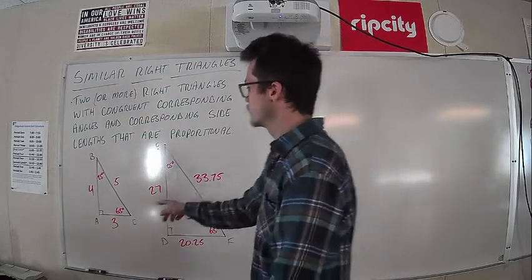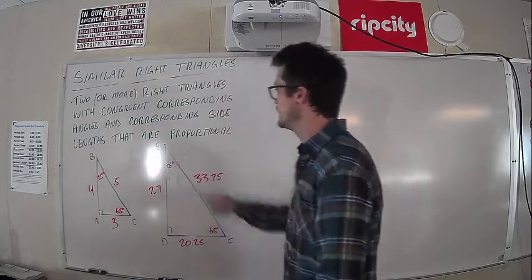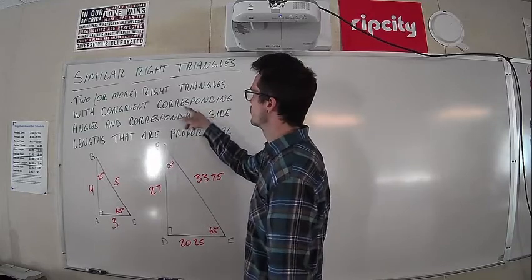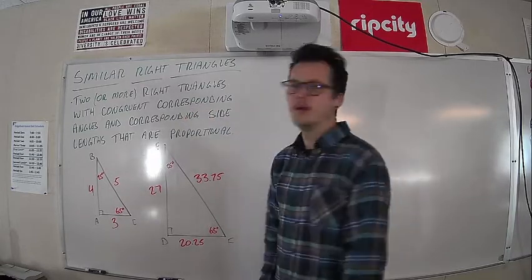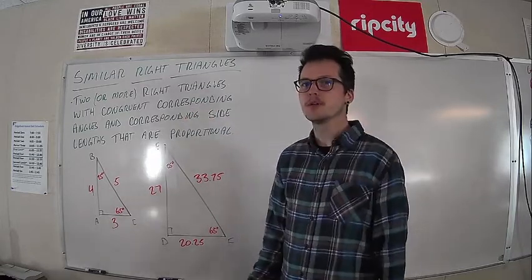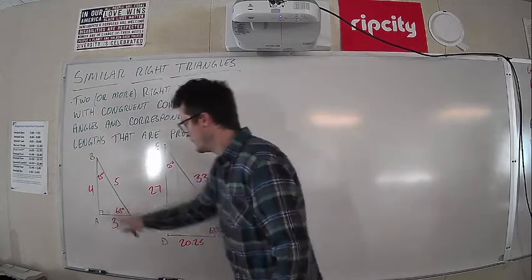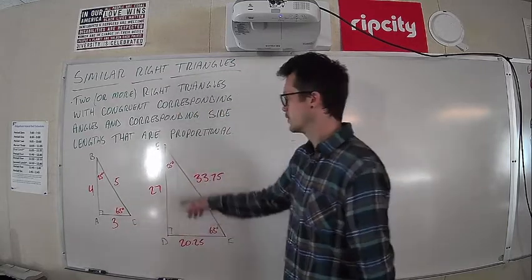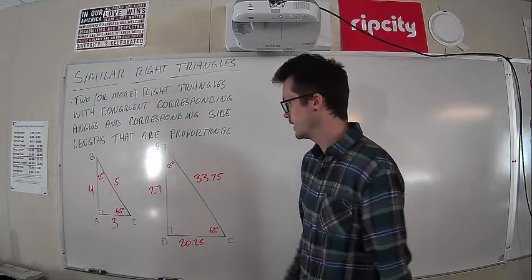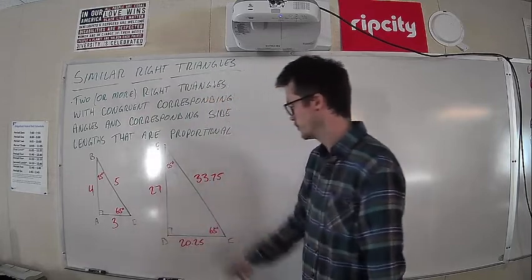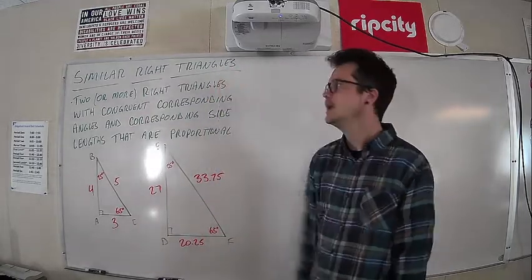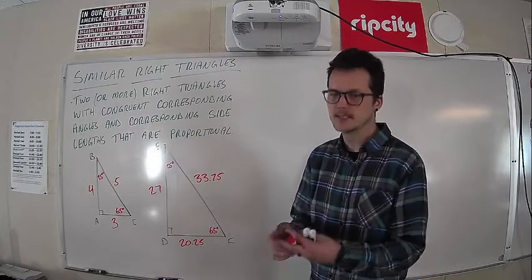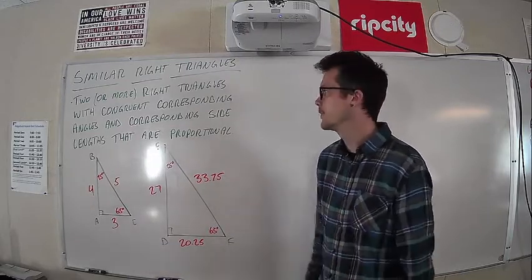So the first part, we have triangle ABC, triangle DEF. The first requirement, congruent corresponding angles. Well, we can see pretty quickly that that's the case here. We have 90-degree angles. Those are corresponding. Those are congruent. We have 25-degree angles, corresponding and congruent. 65-degree angles, corresponding and congruent. Check.